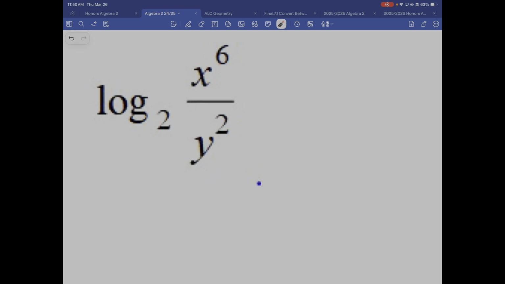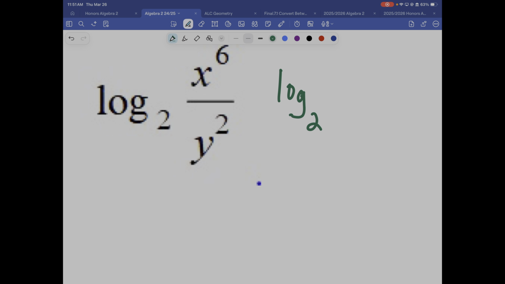First thing I notice is it's dividing. So that tells me right away that I'm going to have x to the 6th minus y to the 2nd. But I also have x to the 6th. So that means that 6 has to go out in front of the log. And it means that 2 needs to go out in front of the log. Okay, so I've worked my brain through it now, and I know what I need to do. But I'm going to do it step by step with you guys.